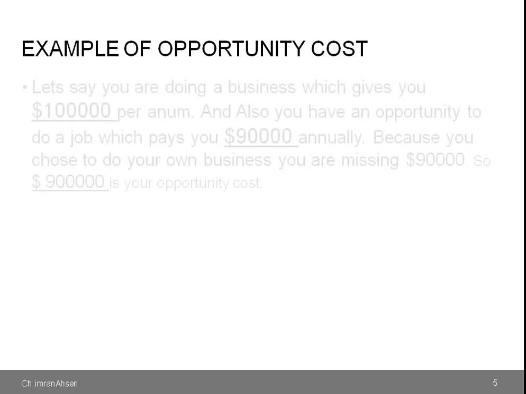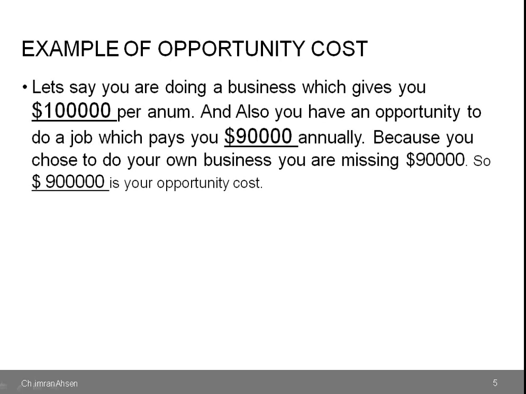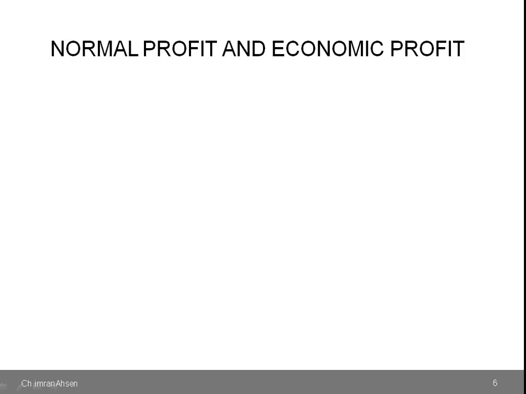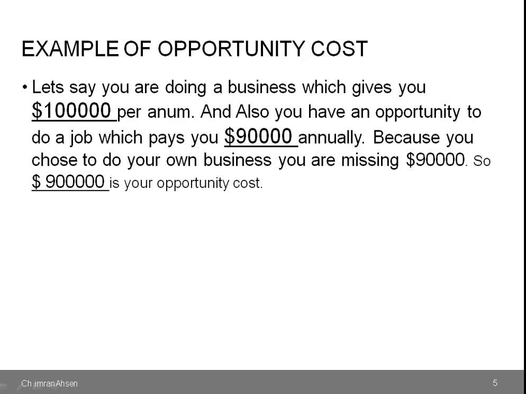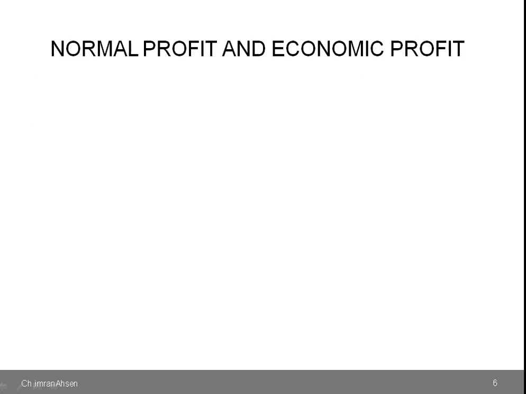Example of opportunity cost. Let's say you are doing a business which gives you 1 lakh dollars per annum, and you also have an opportunity to do a job which pays you $90,000 annually. Because you choose to do your own business, of course it is paying you more, that's why you choose it. But you are missing $90,000 along with other business costs. This $90,000 is your opportunity cost. So this is an implicit cost which you are not actually paying, but it is your cost.